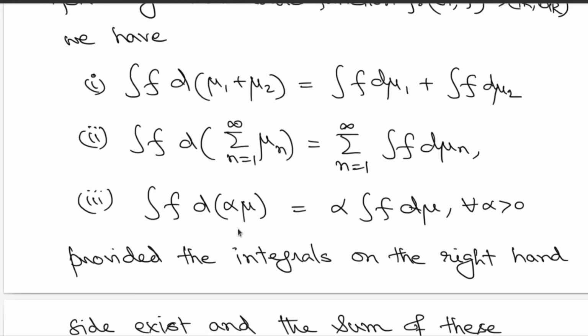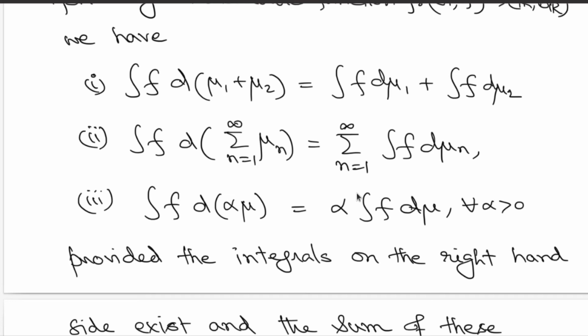And finally, for scalar multiplications, if you multiply this measure by this positive scalar alpha, then this alpha can simply come out of the integration, and all you have to do is to integrate the function with respect to the given measure mu. So these results will continue to hold provided the integrations that you are looking at, or the terms on the right hand side, make sense.